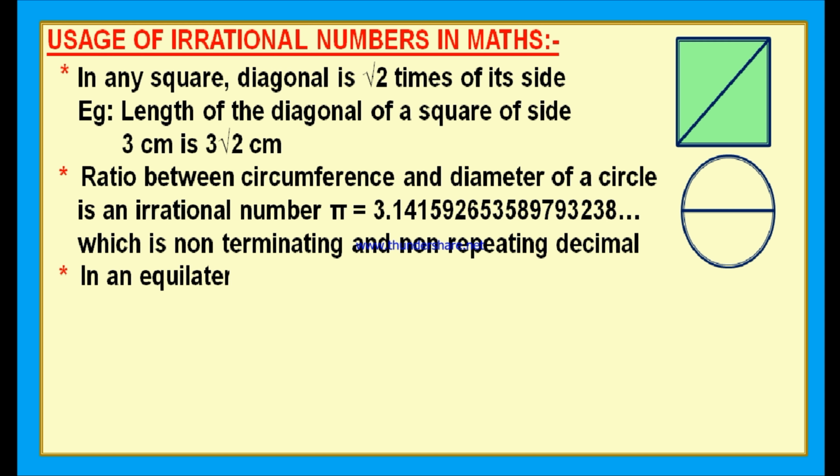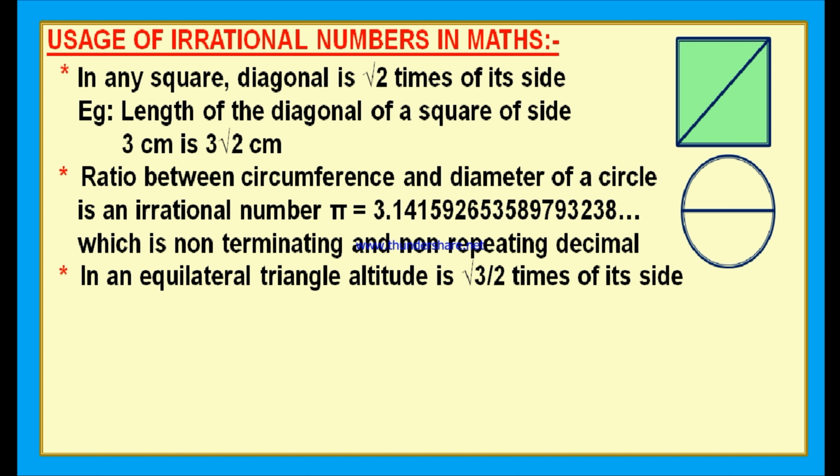Now another point. In an equilateral triangle, the altitude is root 3 by 2 times its side. Do you know what an equilateral triangle is? Good. First of all, what is a triangle?